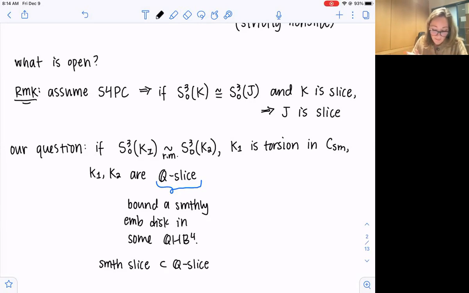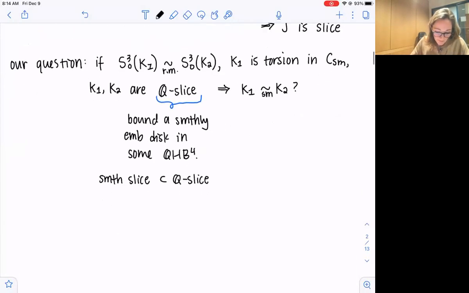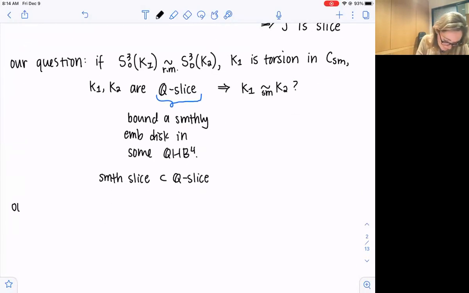So we're going to ask: if I have all of these requirements on my knots, maybe I'm trying to approximate smooth sliceness without actually achieving it, is this enough to require that my knots be smoothly concordant? And my answer is no.